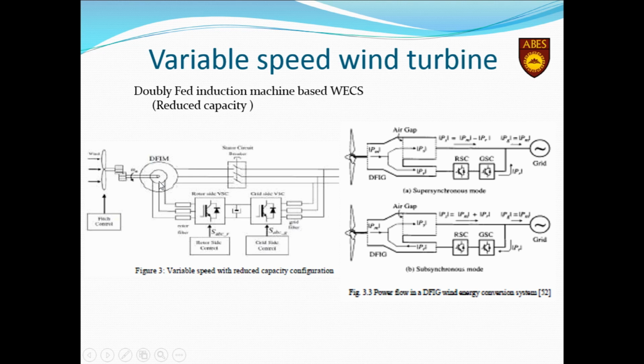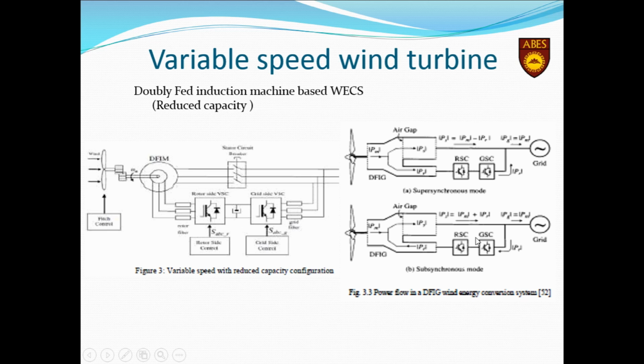Now in this particular configuration, we can go for 30% plus and minus, both in subsynchronous as well as supersynchronous modes. Let me define that. In subsynchronous mode, the rotor speed is below the rated speed, that is called the synchronous speed. In supersynchronous mode, the speed is operated above the synchronous speed. Now in both of these cases, the doubly fed induction generator generates active power and delivers the active power to the grid.